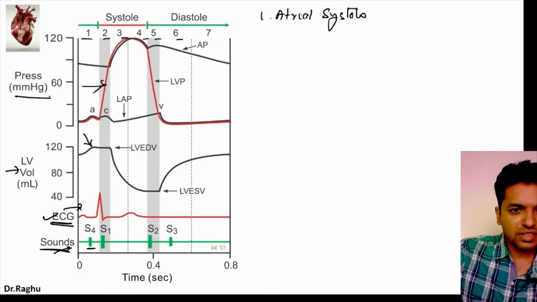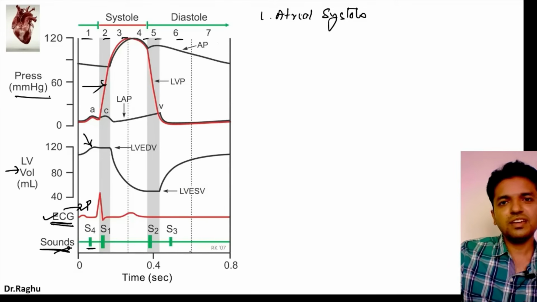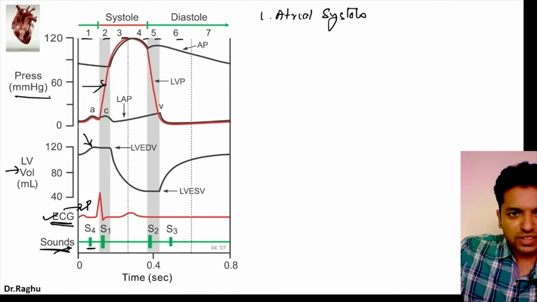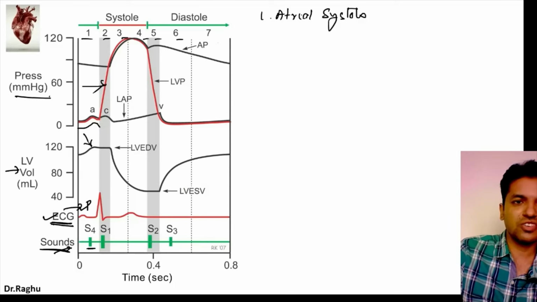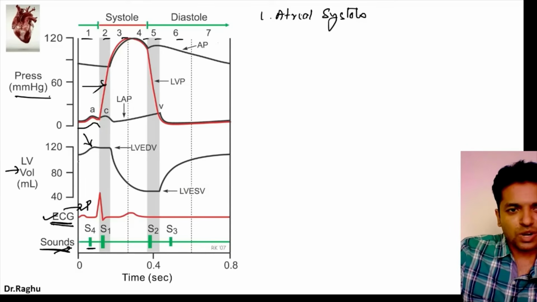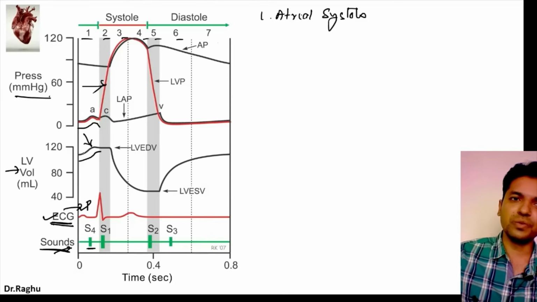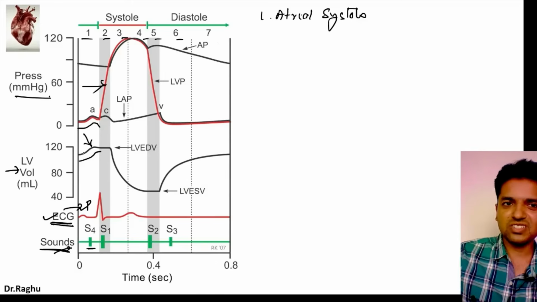What is happening in the ECG? As we can see here, the atrial systole is coinciding with the P wave of the ECG. And here you can see, let me just trace this. It's something like this. The pressure is slightly increasing. This is how you are supposed to write in your exam. And what has happened to the volume? There is a slight increase in the volume. So all these are the changes occurring during the atrial systole.